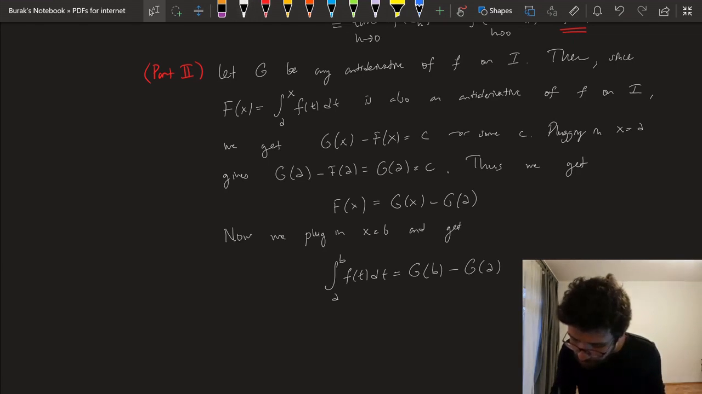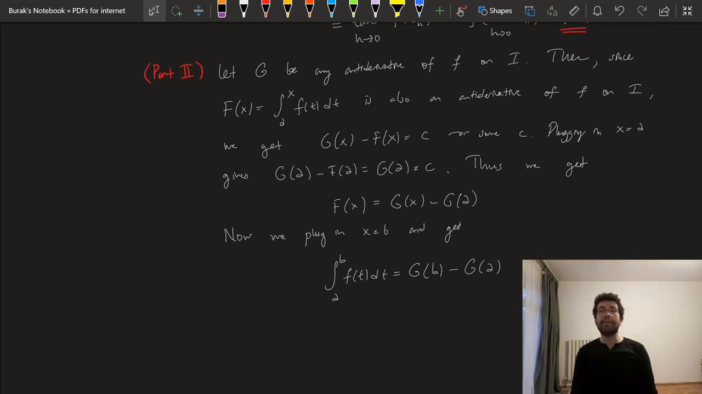As you can see, we proved the second part using the first part, and we proved the first part using the mean value theorem for integrals. And how did we prove the mean value theorem for integrals? Using the intermediate value theorem.